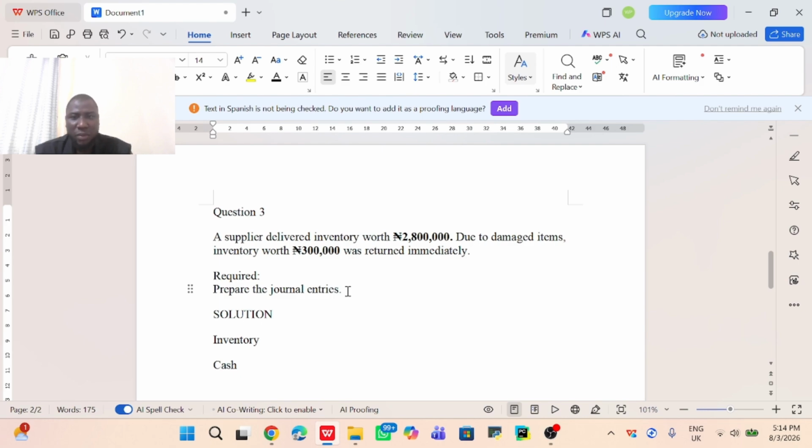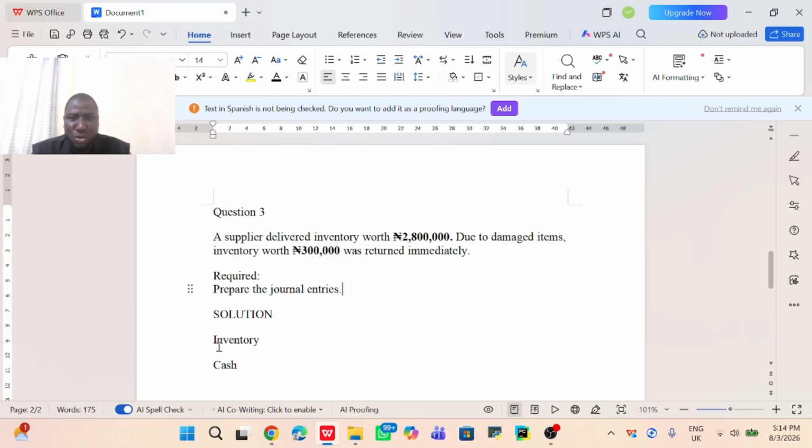300,000. Right? Now, in this case, we can do this in two ways. We can have double transactions. We can have two different accounts to prepare, right? When you purchase the goods and when you return the goods. Now, let's start with this.